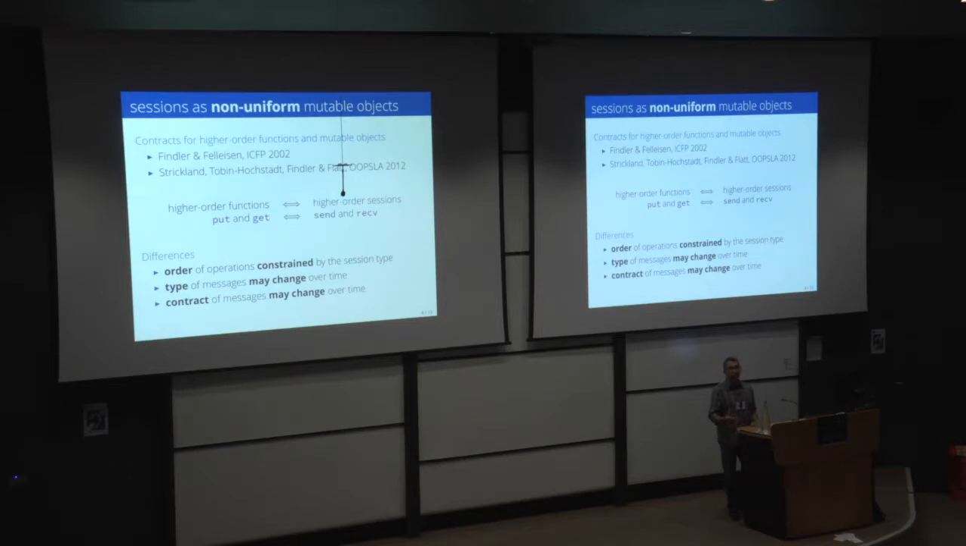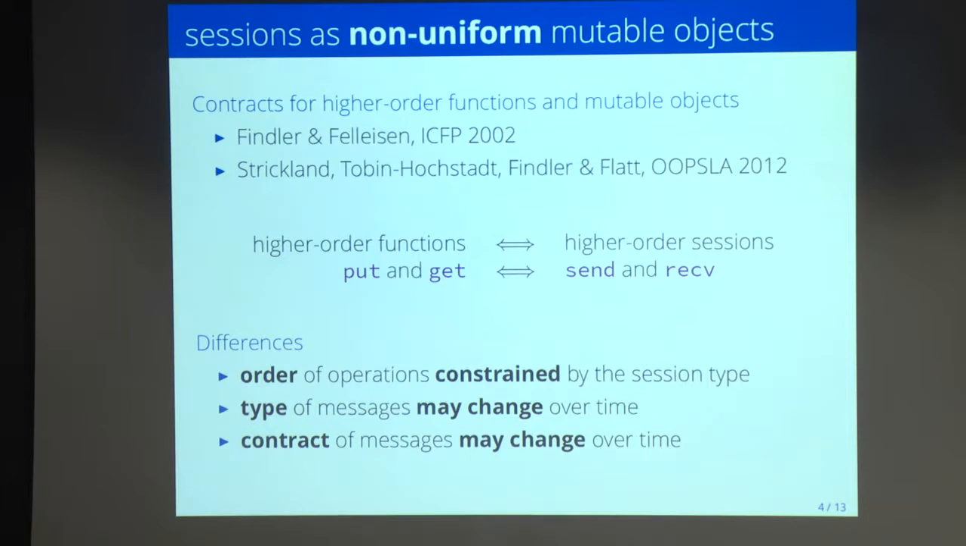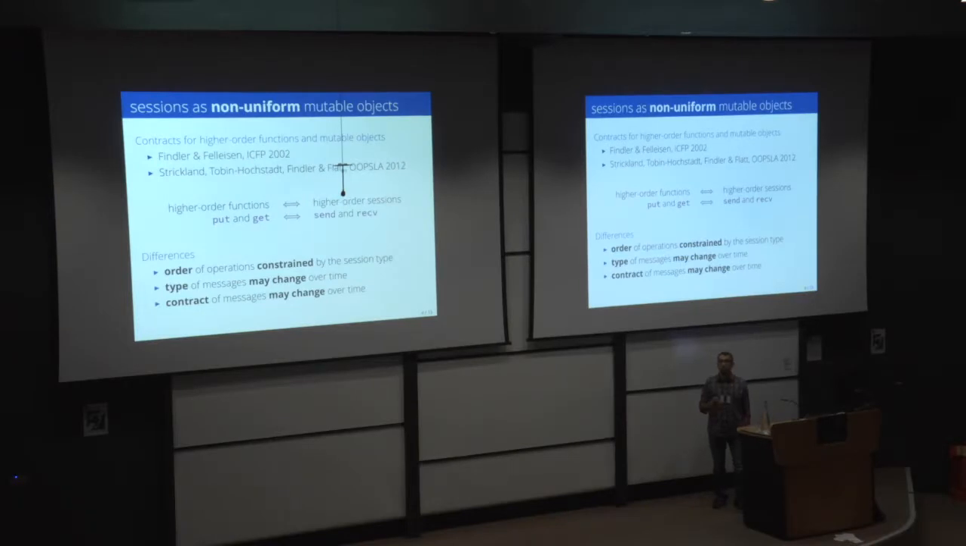That is a session on which you communicate the endpoint of another session. Just as you might have a mutable object with operations put and get that you can use for inserting values into the object or retrieving or removing values from the object, you have operations send and receive for sending messages on the session and receiving messages from the session. However, unlike conventional mutable objects, there are differences. In particular, the order in which we are supposed to perform these send and receive operations is not free, but is constrained by the session type.